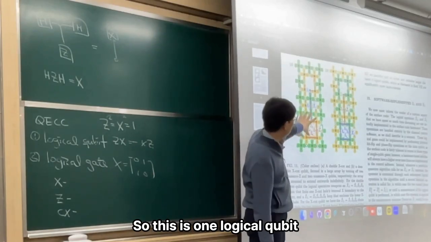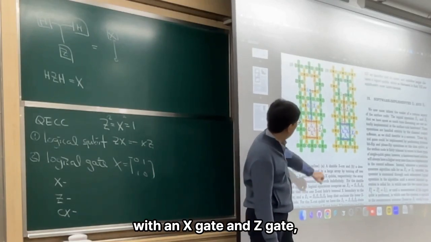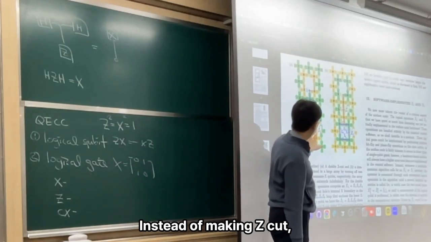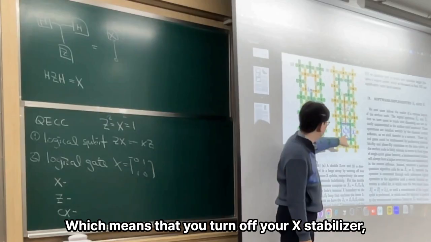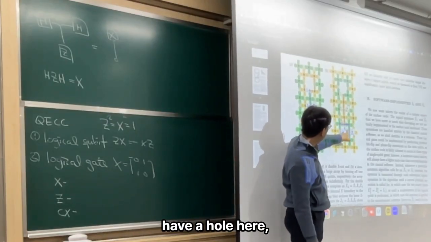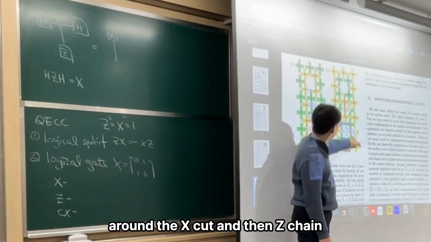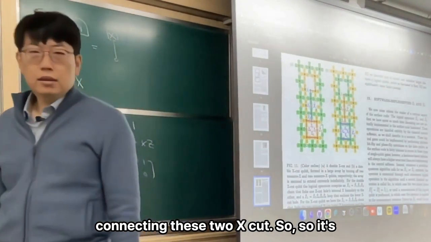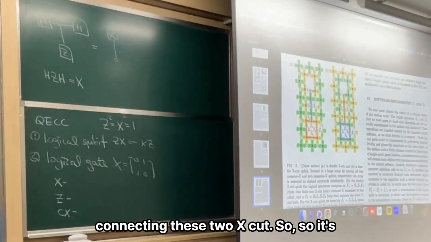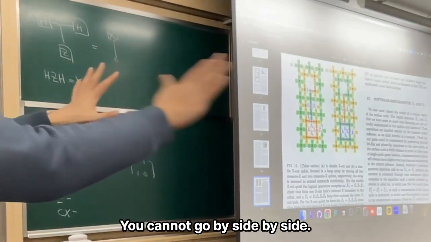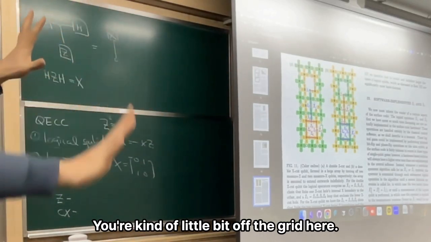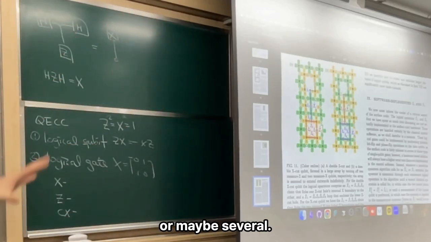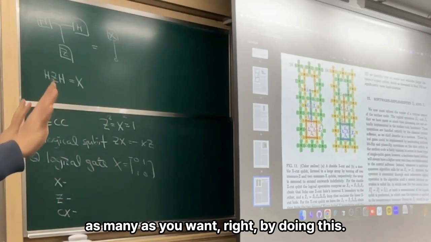So this is one logical qubit with an X gate and Z gate, and you can make another logical qubit in a different configuration. Instead of a Z cut, you can have an X cut, which means that you turn off your X stabilizer to have a hole here, and then you have an X chain around the X cut, and then a Z chain connecting these two X cuts. So it's a bit of a different configuration. You cannot go by the side. You're kind of a little bit off the grid here. So anyway, you can have two logical qubits defined, or maybe several. You can make as many as you want, right?